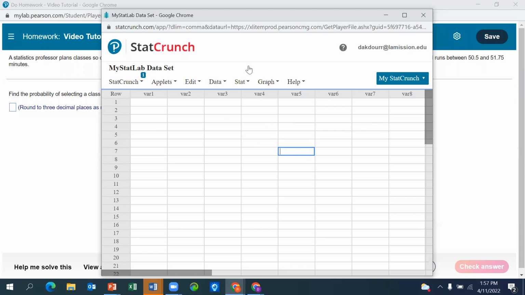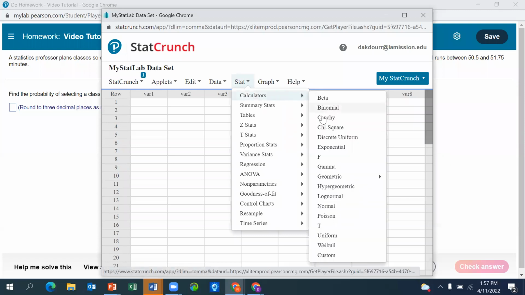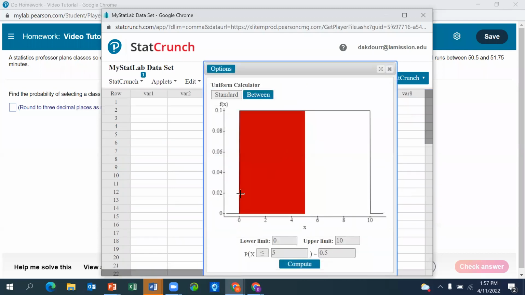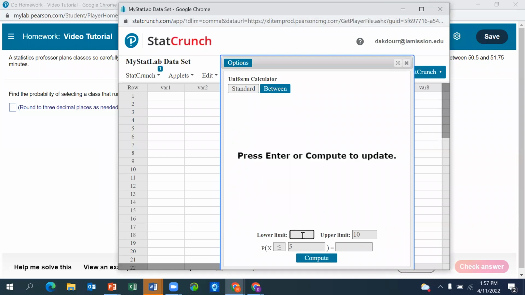Now, in order to find the probability with uniform distribution, this is what you need to do. You click on Stat, Calculators, then you select Uniform, and there it is. Click on Uniform. As you can see, you have a uniform distribution. It looks like a rectangle. Now, you want to give it the possible times. Remember that the time is between 48 and 58 minutes. So this is the lower one. Lower value is 48 minutes. The highest one is 58 minutes.